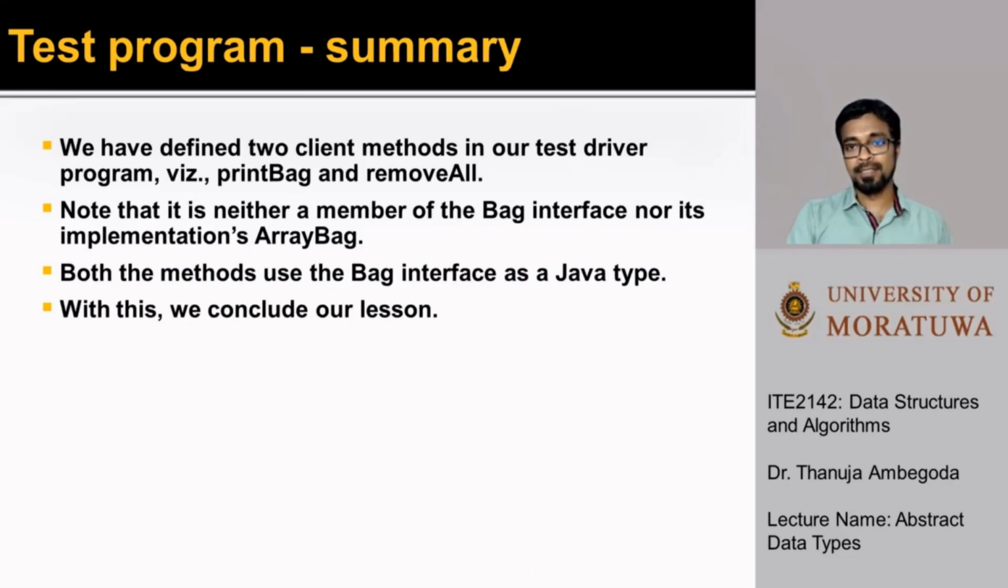Now we come to the end, towards the end, last few slides. So in the test program that we've just looked at and hopefully you implemented, we defined 2 client methods. In our test driver program, we had this method called printBag that prints the contents of a bag. Then we have another method called removeAll that removes all the instances of a certain object. So if you say removeAll(apple), it removes all the apples from the fruit bag.